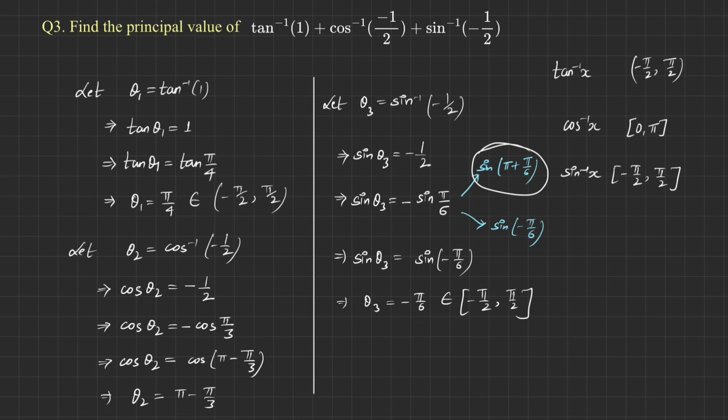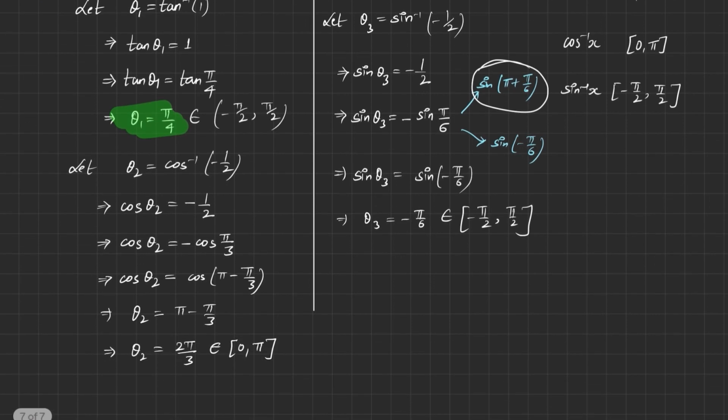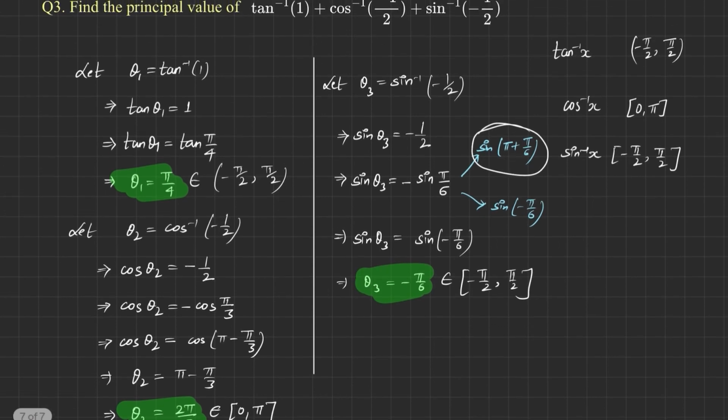Hence we got the values of tan inverse 1, cos inverse minus 1 by 2, and sine inverse minus 1 by 2. Since we have taken tan inverse 1 as theta 1, the value of theta 1 is pi by 4. So here let me highlight the portion. Theta 1 is pi by 4, theta 2, that is cos inverse minus 1 by 2, is 2 pi by 3, and theta 3 is minus pi by 6.